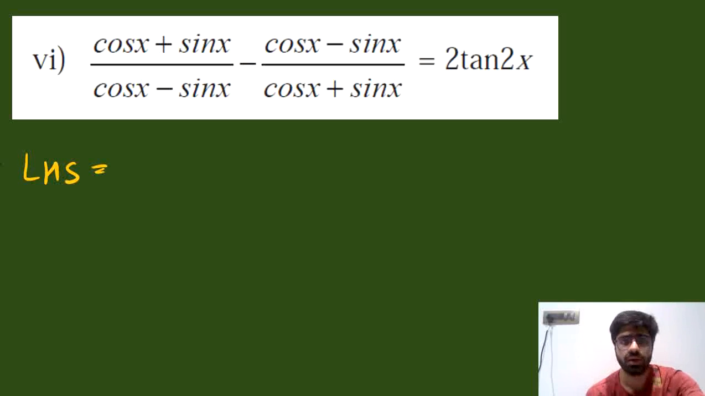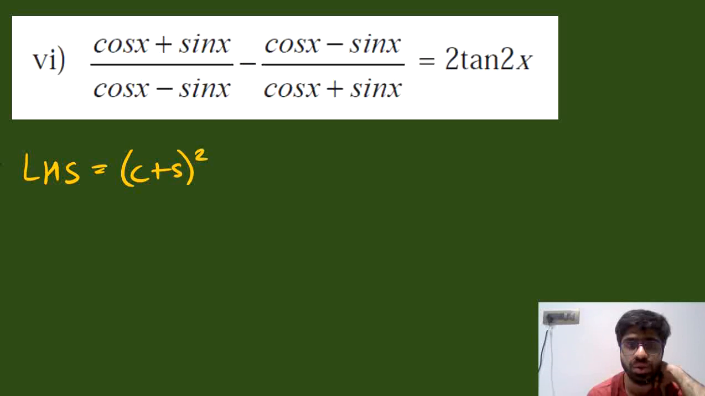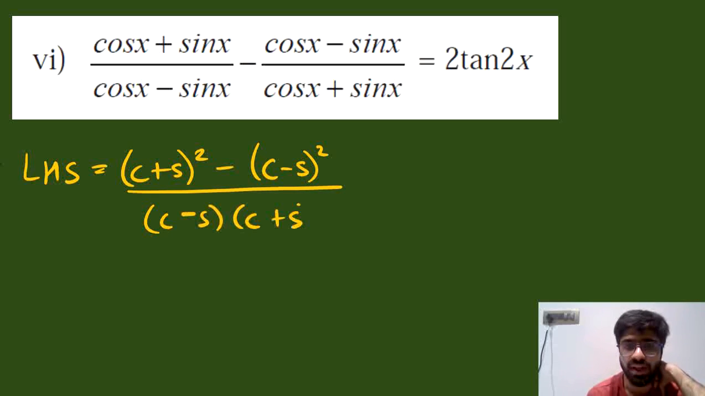In the sixth one, I'm not very sure about how we will proceed in this. Let's proceed in the general way. We will add the numbers like we are adding two fractions, and subtract the two numbers like we are subtracting fractions. So cross multiply in the numerator and multiply the denominators to get the final denominator. So in the numerator it will be cos x plus sin x the whole square minus cos x minus sin x the whole square divided by cos x minus sin x into cos x plus sin x.